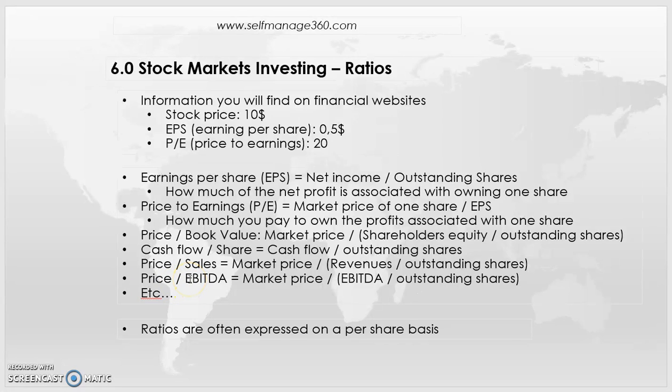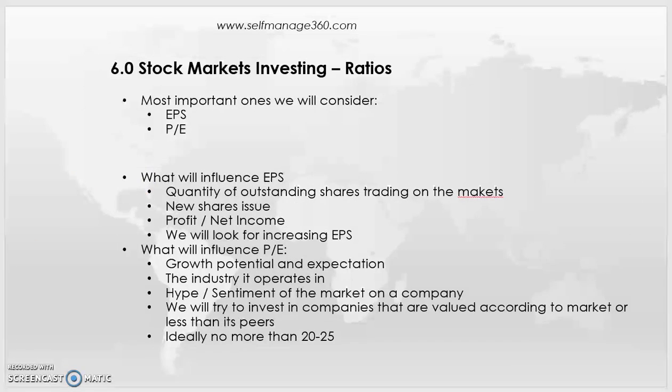Some people prefer to use the operating profit before taxes, so you would do the same thing. You would first calculate the operating profit per share, and then you would divide the market value by this value. There's so many others, but I think right now what we want to do is concentrate on the EPS and the price per earnings. So, as I said, the most important ones we will consider, and this is for valuation reasons, that's going to be used to assess the value of the company. We need to understand earnings per share and price to earnings.